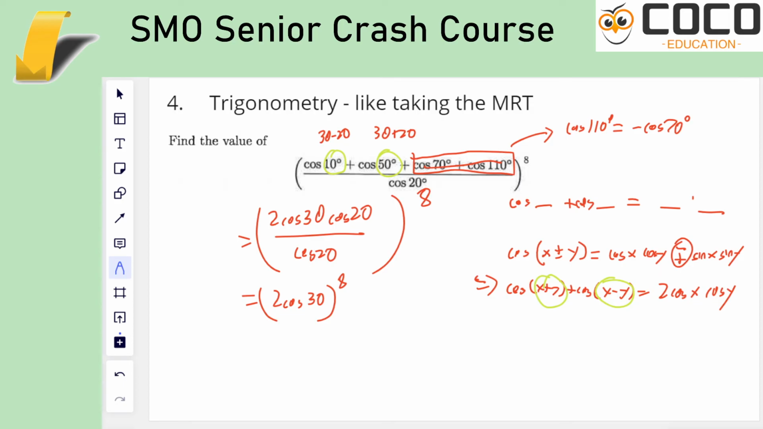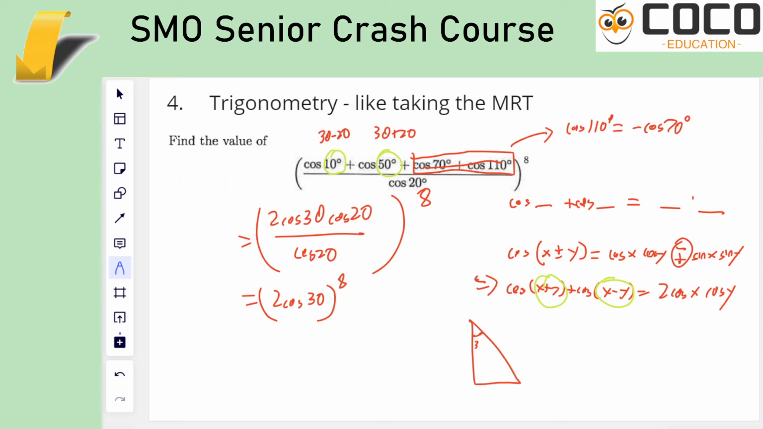But one final point before we move on from trigonometry. Please remember your special values. It's like taking the MRT. If you don't bring your EasyLink card or something equivalent to an EasyLink card, you can't take the MRT. It's no point knowing how to get from point A to point B if you don't have anything to get into the MRT. Special angles, please make sure you know them. If you don't remember them, go back to the right angled triangle and derive it yourself.